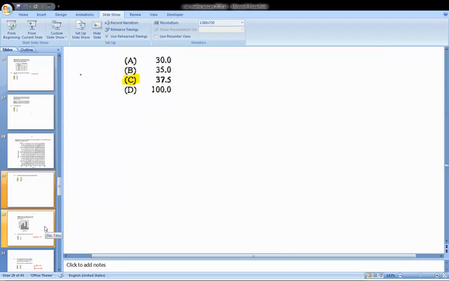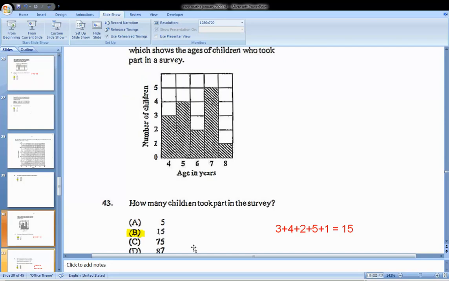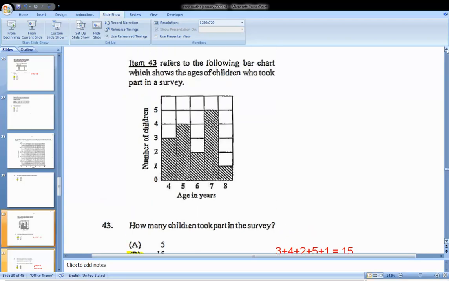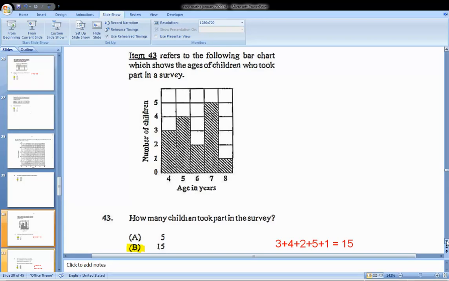Let's move on to 43. So 43 says, item 43 refers to the following bar chart, which shows the ages of children who took part in a survey. So here we have the number of children and the age in years. Now it says how many children took part in the survey. So what we simply do, we add all the number of children that took part for us to know.